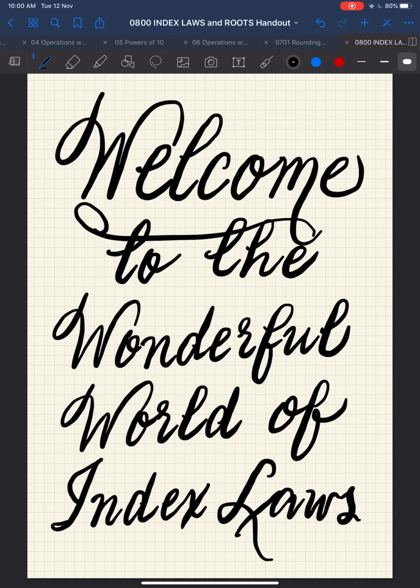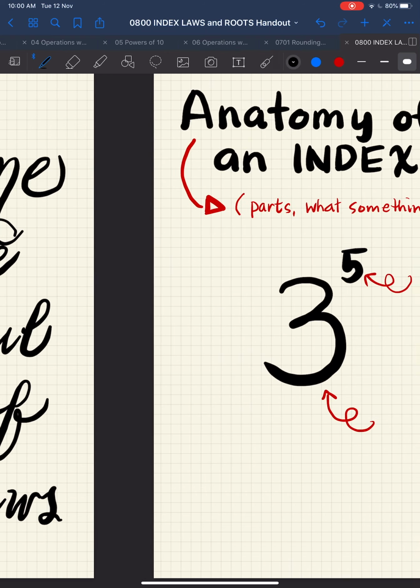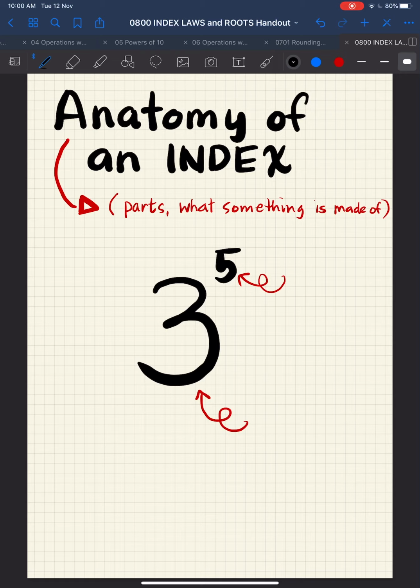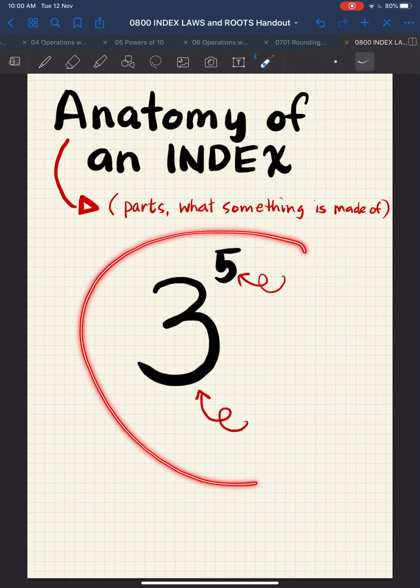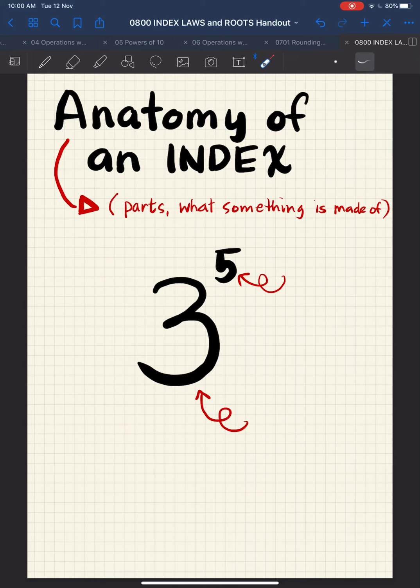Okay, so for this tutorial, I'm going to teach you 7 index laws. There are more, but we are focusing only on 7. But before we do that, let us look at the anatomy of an index. What you see here below is an example of a number with an index.